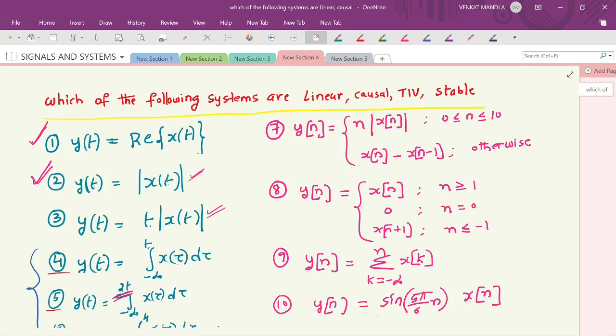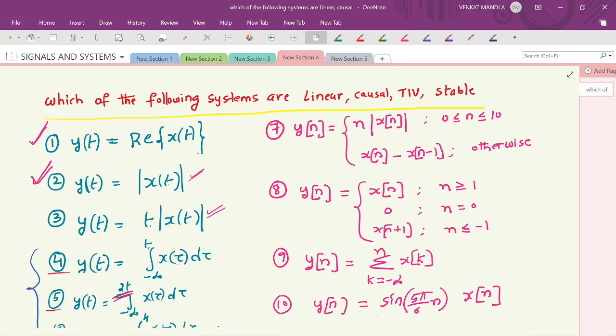For the eighth one, there are no operations on x(n). For n greater than or equal to 1, x(n) is there. For n equal to 0, 0 is there. For n less than or equal to minus 1, x(n plus 1) is there. There are no operations. You can easily check the linearity condition using this. Not 7, but 8, 9, 10 are linear systems. 7 is a nonlinear system. Now the time variant condition that I want to check.